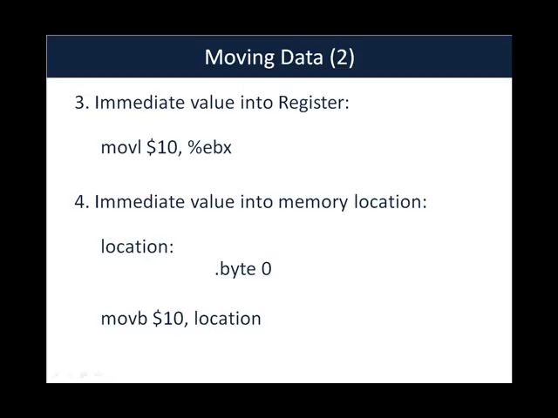In the fourth variation, we have moving an immediate value into a memory location. Let's say we have a location which is a byte containing value 0, and you want to transfer the value 10 into this byte. How would you do that? You would use the movb instruction, because all you want is a byte to be overwritten, and then you mention the value 10 and then the location where it needs to be copied.